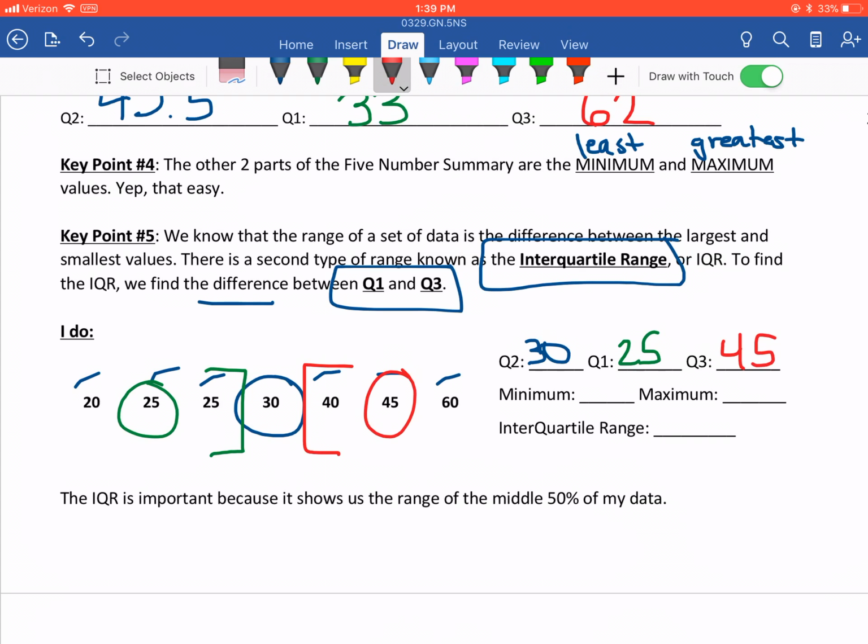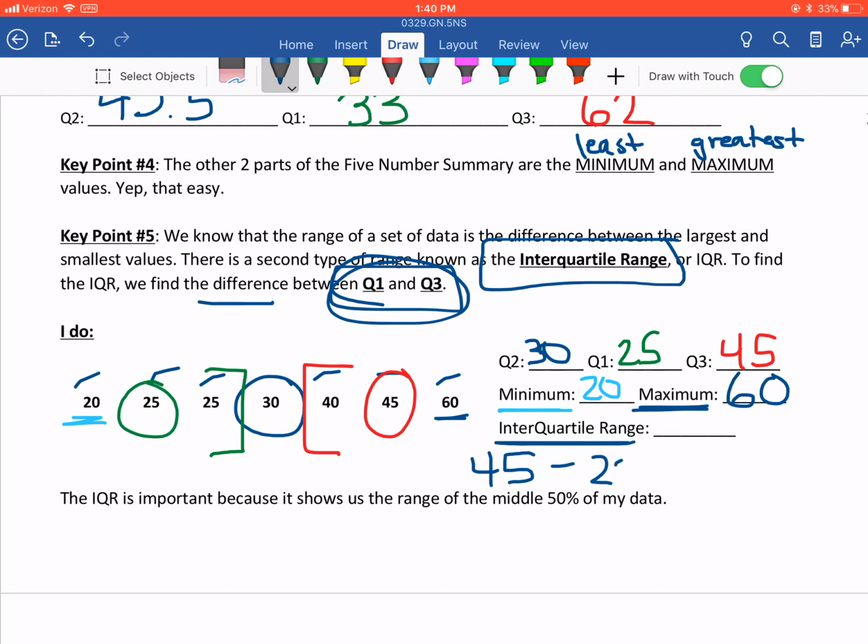So that's the first 3 parts of the 5-number summary. The last parts, so the minimum, the smallest one, is 20. And the maximum, the biggest one, is 60. Now remember, to find the interquartile range, we subtract Q1 from Q3. So in this problem, Q1 was 25, Q3 was 45. So we do 45 minus 25 equals 20. And again, if you're wondering where those numbers came from, the 25 came from Q1, the 45 came from Q3. You subtract the 2, and the interquartile range is 20.